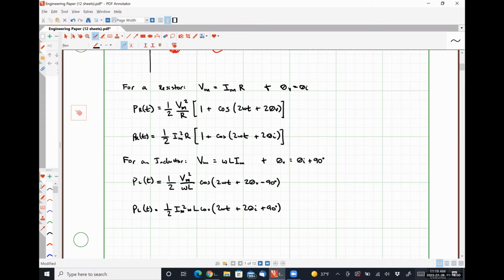So, Cheston, based on the results here, what's the average power absorbed by an inductor? 0. There's no DC also. Exactly right. So the average power absorbed by an inductor is 0. So that means exactly half of the time it's supplying power, exactly half of the time it's absorbing power.